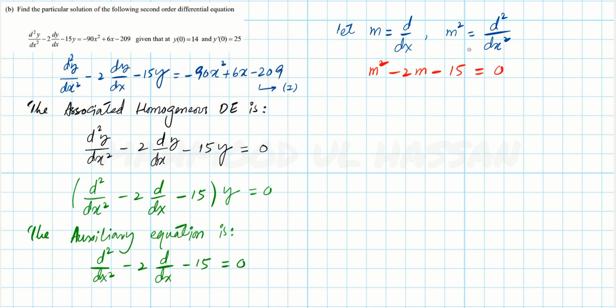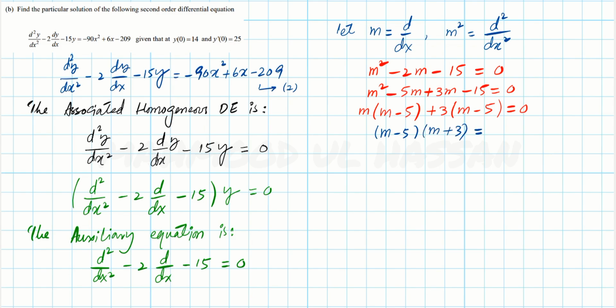It's a quadratic equation, so we factorize it. It can be written as m squared minus 5m plus 3m minus 15 equals 0. Taking m common from the first two terms gives m times (m minus 5), plus taking 3 common gives 3 times (m minus 5), equals 0. Again taking m minus 5 as a common factor, we get (m minus 5)(m plus 3) equals 0.